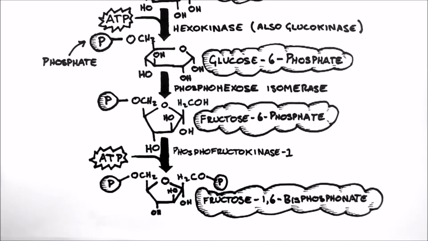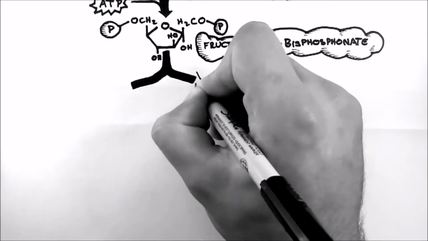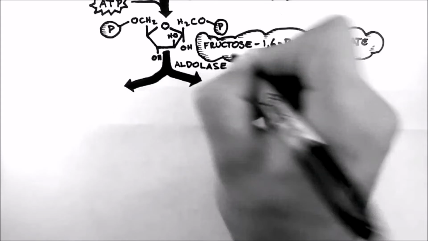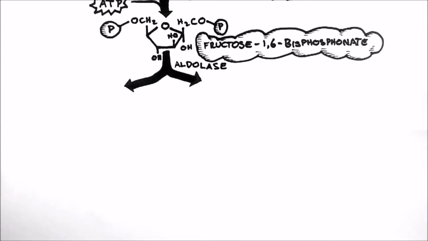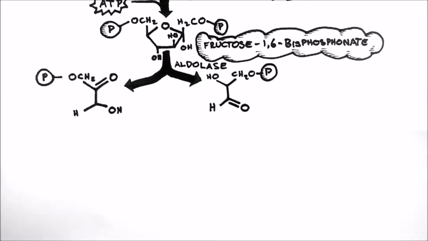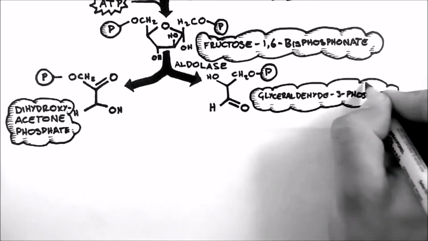Sorry, my mistake, that should read fructose 1,6-bisphosphate, not bisphosphonate. Anyway, moving on, the molecule is then split in half by fructose bisphosphate aldolase. An aldolase is an enzyme that creates or breaks carbon-to-carbon bonds, which makes it the enzyme of choice to split the fructose 1,6-bisphosphate molecule into these two molecules, dihydroxyacetone phosphate and glyceraldehyde 3-phosphate.